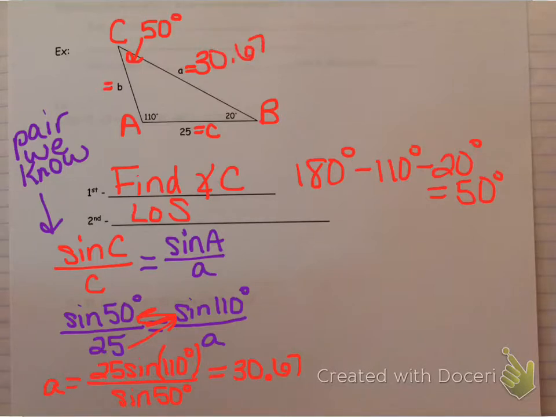Now what I would like for you to do if you're watching this is I'd like you to pause it, and I would like you to set up the proportion that takes sine of c over c again, because you always want to start with the pair you knew. And this time I want you to set it equal to sine of b over b, and I want you to solve for the final missing side, side b. So take a second and pause it and do that for yourself.